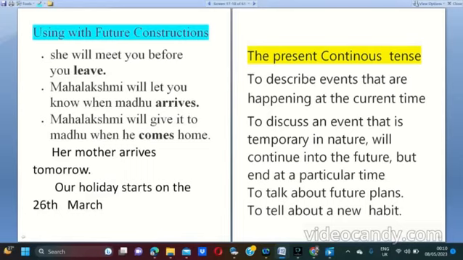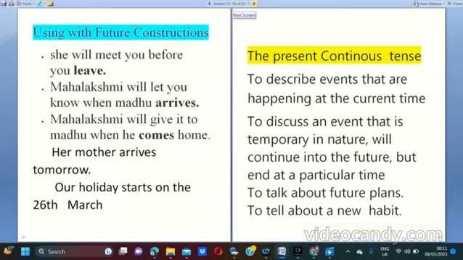See, it is happening in the present moment only. It is happening in the present moment, but not here, not at the moment of the speech. It is happening somewhere else. Those actions also can be spoken by present continuous tense. We can also speak about future actions. I'm going home tomorrow. This is also a future plan. So we can also talk about future plans by using present continuous tense.